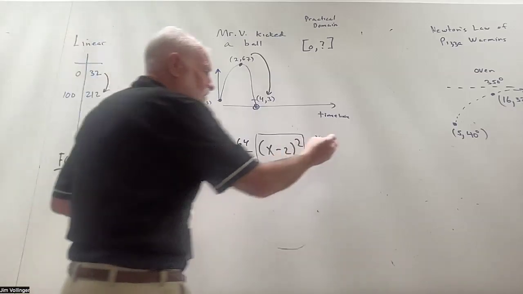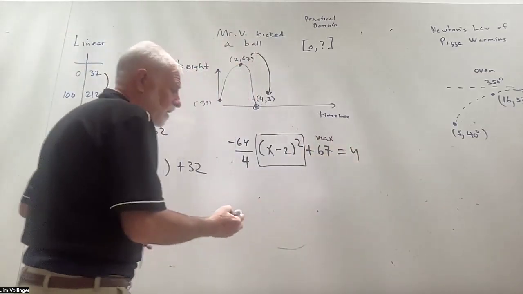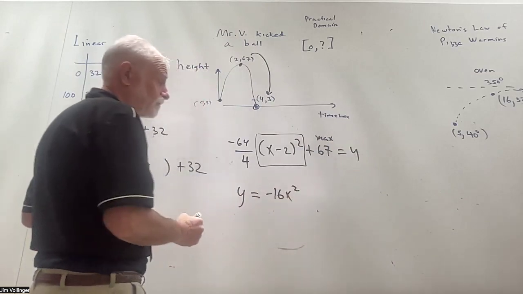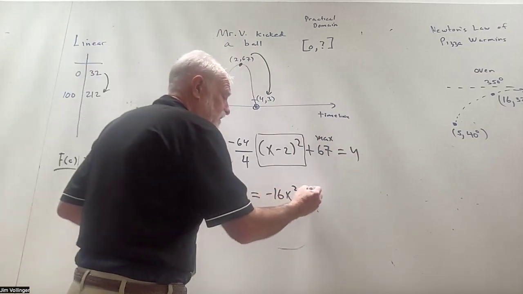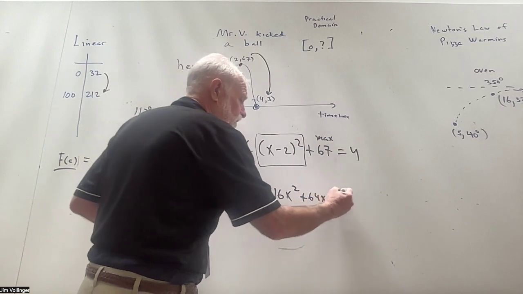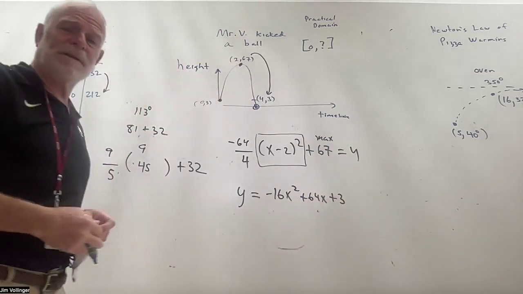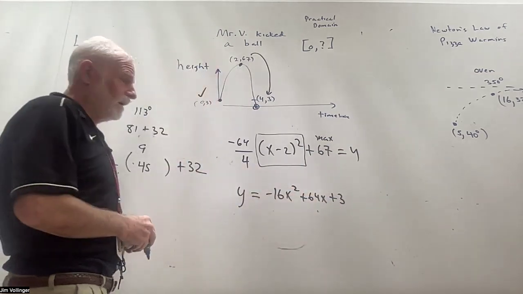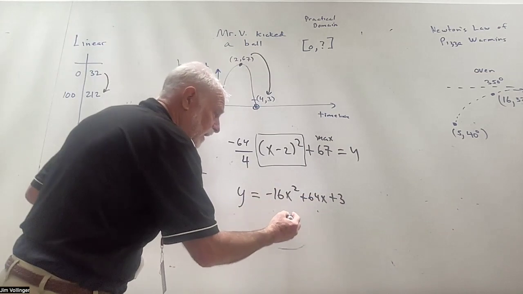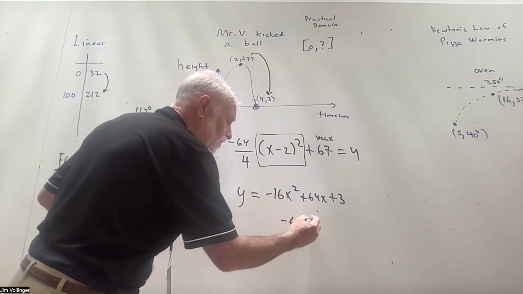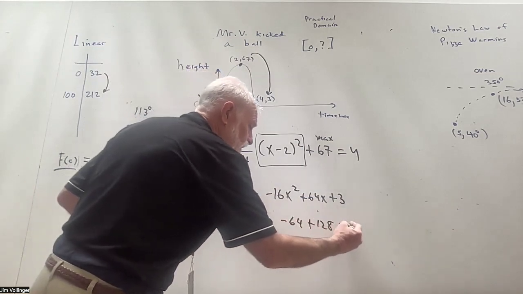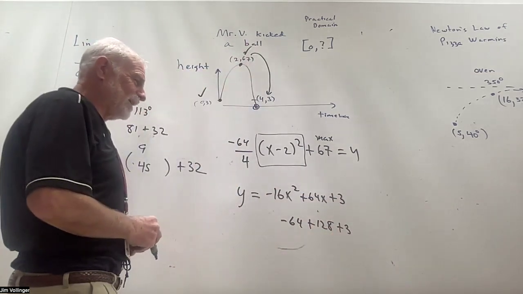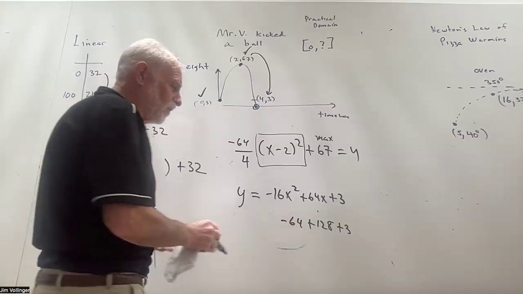And if I write this out, I get my y values by minus 16x squared plus 64x plus 3. Wow, I get some interesting numbers. In fact, if I throw 0 in, I get 3. Oh, works there. And if I throw a 2 in, I get minus 64 plus 128 plus 3. I get 67. Geez, it even works for that. And I'll guarantee it'll work for a 4 as well.